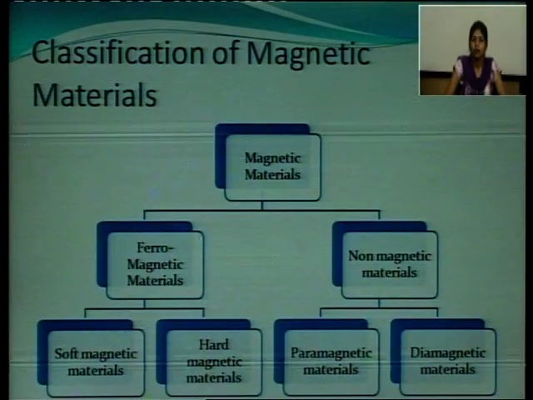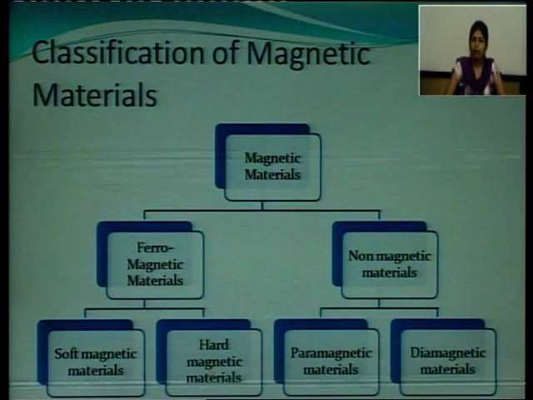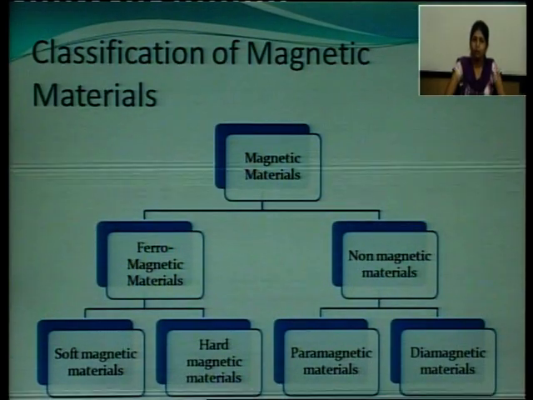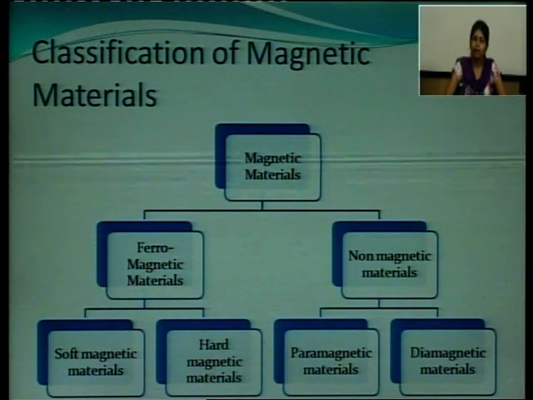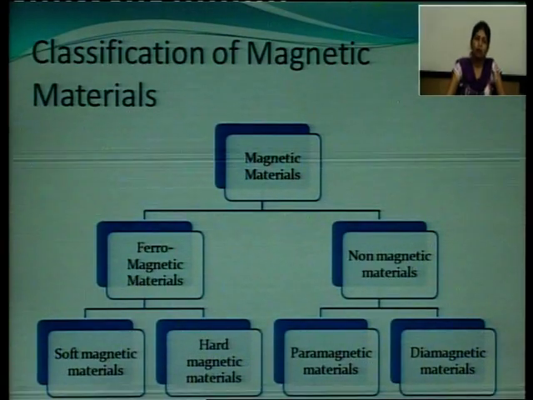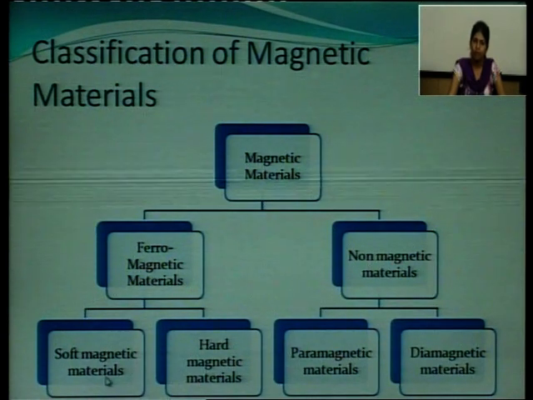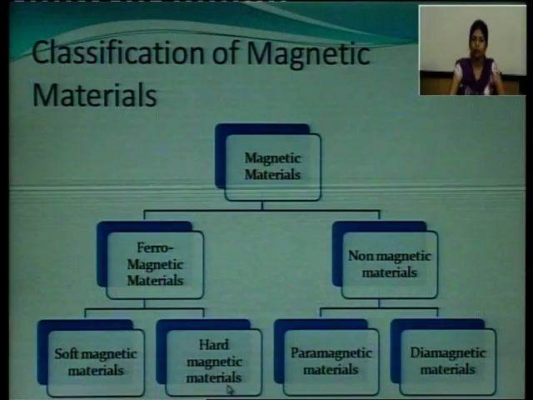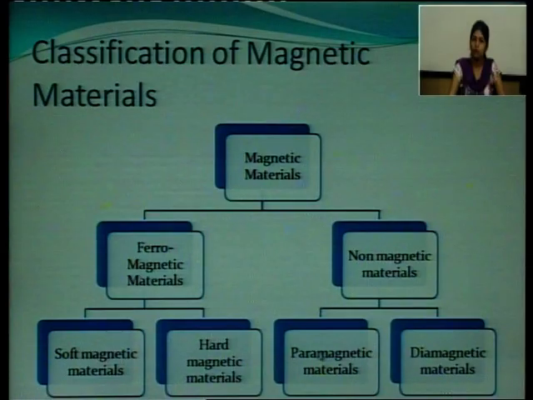Now next is the classification of magnetic material. Basically the magnetic materials can be categorized into two types: magnetic materials and non-magnetic materials. Magnetic materials can be written as ferromagnetic materials. These ferromagnetic materials are again of two types: soft magnetic materials and hard magnetic materials, whereas the non-magnetic materials are of two types: paramagnetic materials and diamagnetic materials. Let us discuss all of these types of magnetic materials one by one.